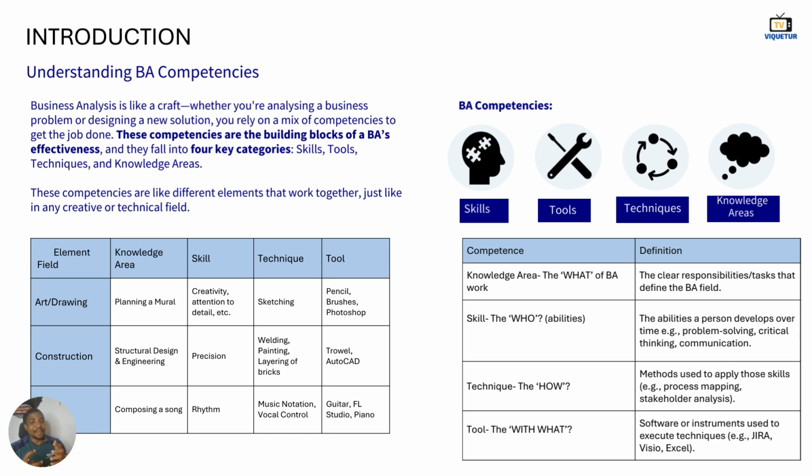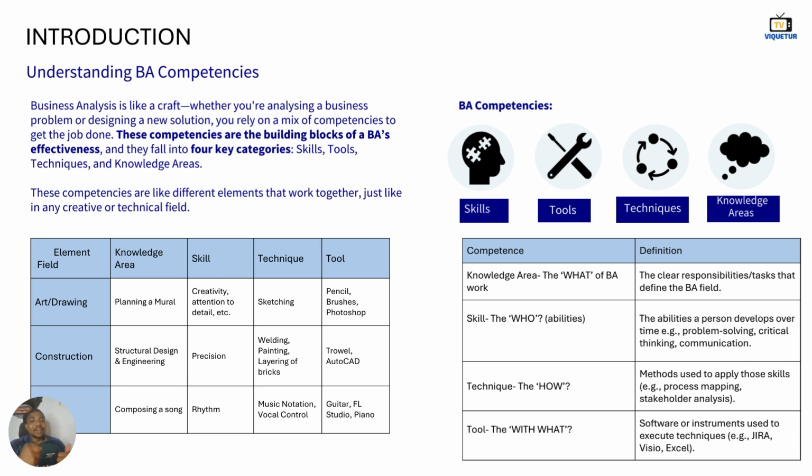Those four elements are very important. And I mentioned that your knowledge area is the what. This outlines the clear responsibilities that you have to do, and you must do them on every project, the whole six of them. The skill is who you are as a business analyst. What are the things you've developed over time by virtue of being a business analyst, right? The abilities that you've taken on, that you've developed over time.